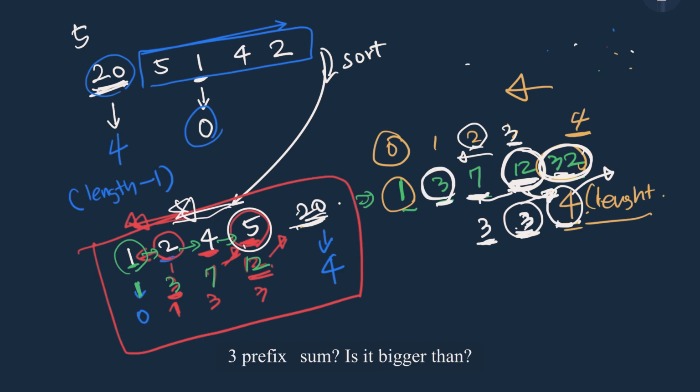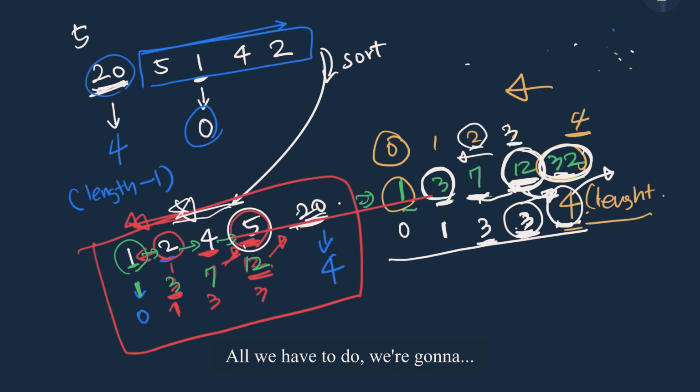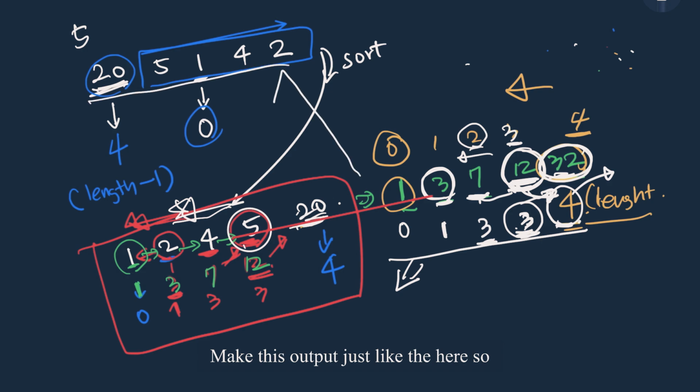3 prefix sum, is it bigger than 4? You guys know it is not. So our output is 1, and this is 0, as you know. So this is our output. All we have to do is make the output. Oh, how do we make this output just like here?